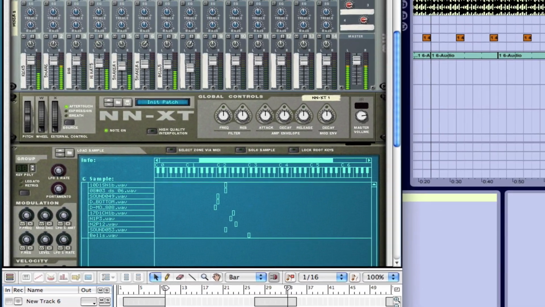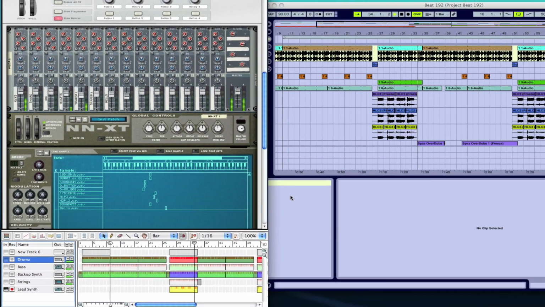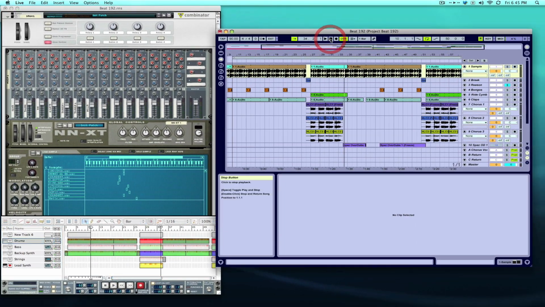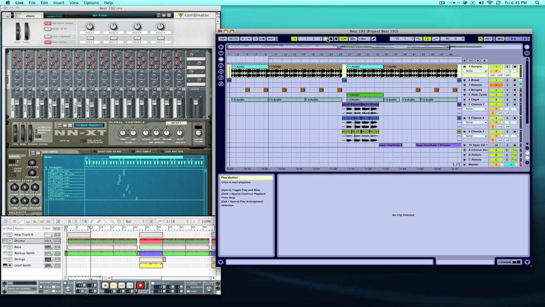So now let's listen to the sample and the Reason stuff together, and you'll hear the difference from just the sample by itself and the Reason stuff backing it up. Without Reason, with Reason.